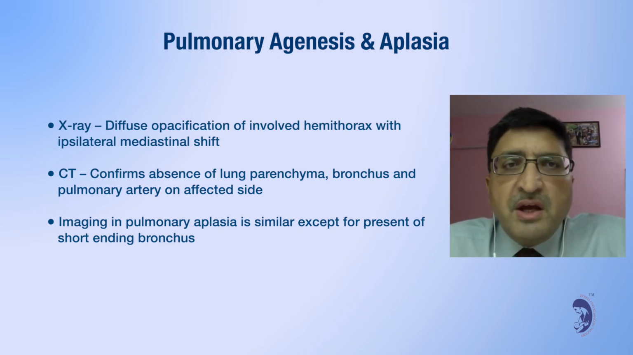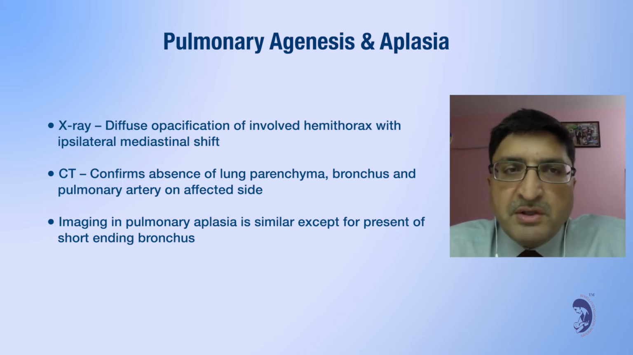X-ray normally shows a diffuse opacification of the involved hemithorax with ipsilateral mediastinal shift. CT scan confirms the absence of lung parenchyma, bronchus, and the pulmonary artery on the affected site. Imaging in pulmonary aplasia is similar to pulmonary agenesis, except for the presence of a short-ending bronchus.